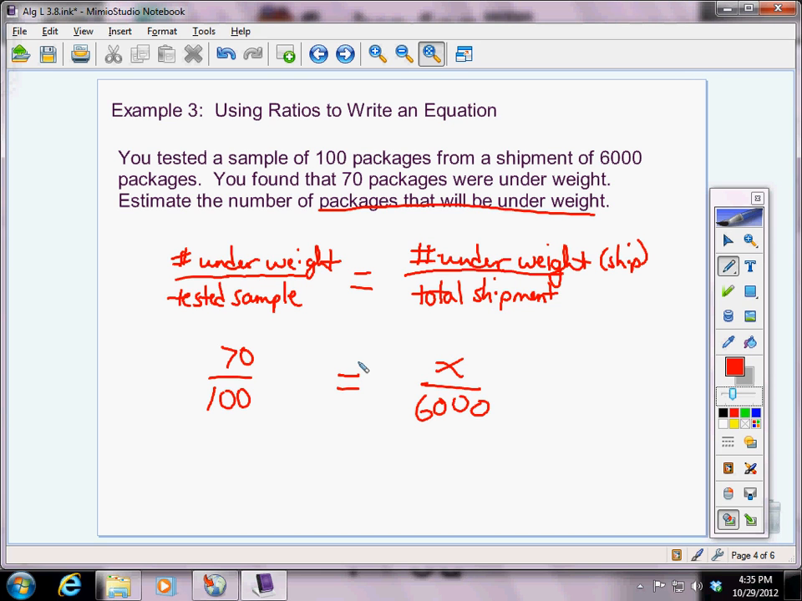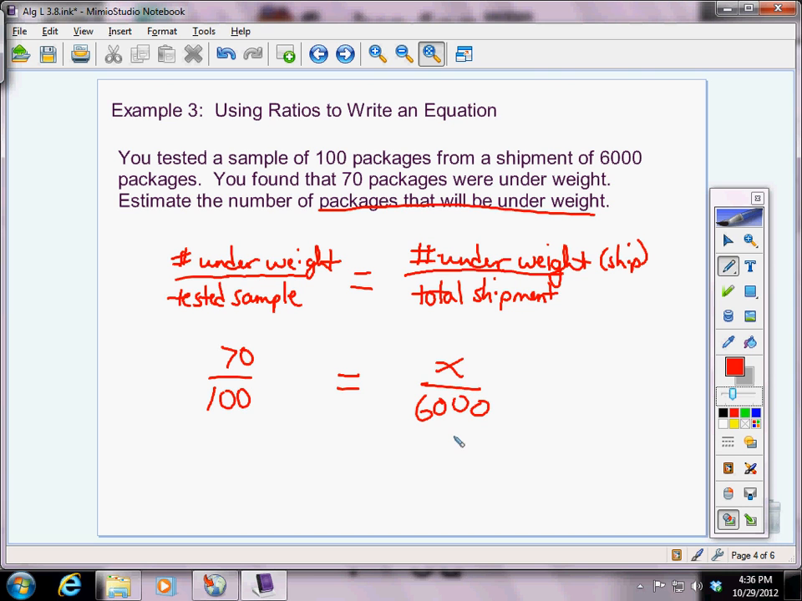So notice that it's lined up. Both the 100 and 6,000 represent the total in the sample, total overall. The 70 and X both represent the number underweight: number underweight in the sample, and the total number underweight out of our shipment. These two go together because they're both the sample, and these two go together because they're both the actual.